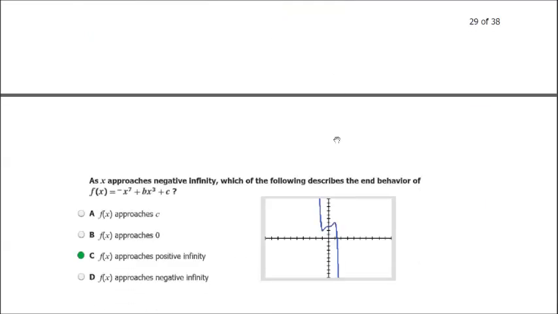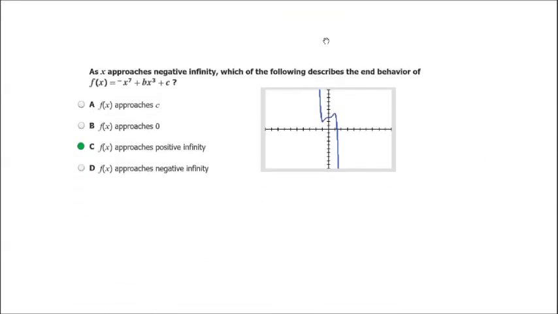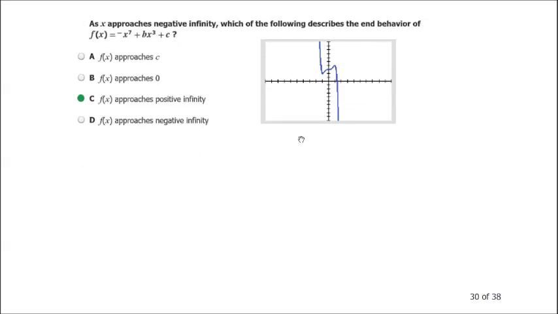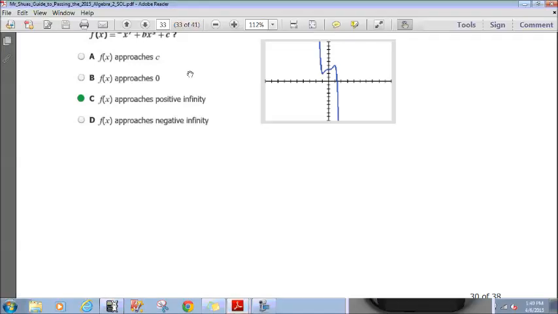Let's go to question 30. We're really moving right along here. As x approaches negative infinity, which of the following describes the end behavior of negative x to the 7th plus b x cubed plus c? Now, the way I'm going to suggest to you to answer this is just plug something in for those constants and graph and see what it looks like.